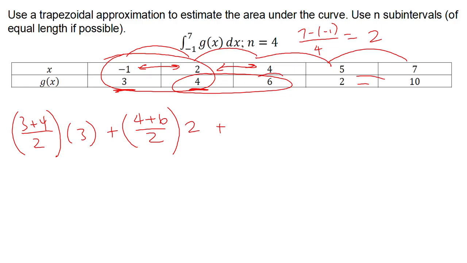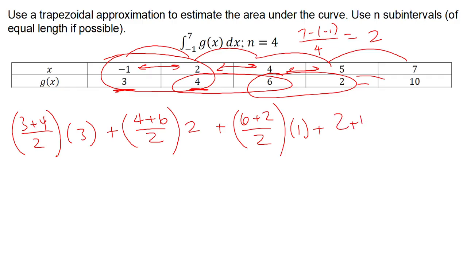And then we'll do this next one, right? 6 plus 2 divided by 2 times the length of that subinterval, which is just 1. And then we'll do 2 plus 10 divided by 2, that's this one, times the length of that subinterval from 5 to 7, which is just 2.